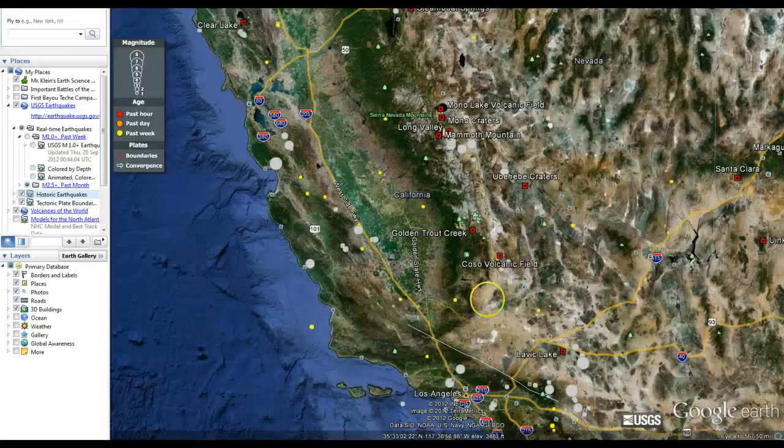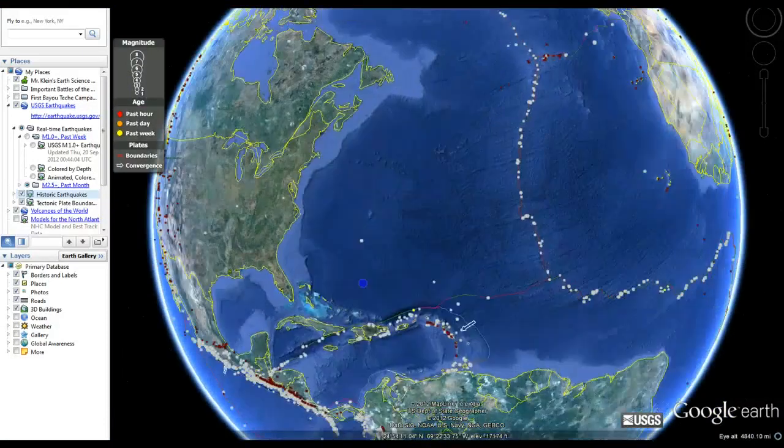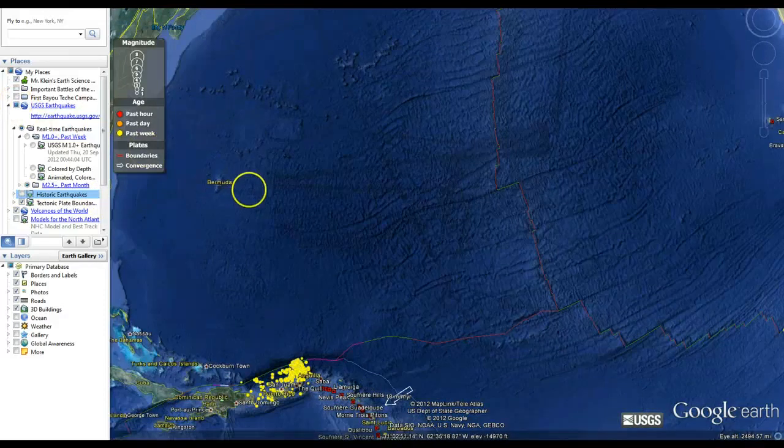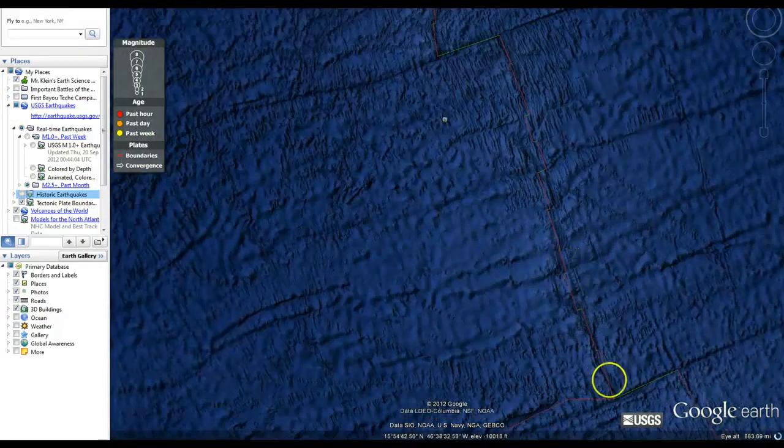So let's hop into Google Earth. Okay, here's California. Let's zoom out. And let me take these earthquakes off for a second, and let's look at the Earth. And what do you see? You see along these ridge lines, you see a lot of vertical mountain ranges.